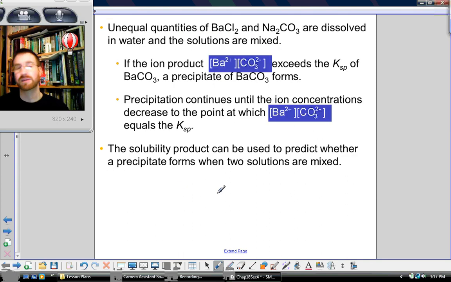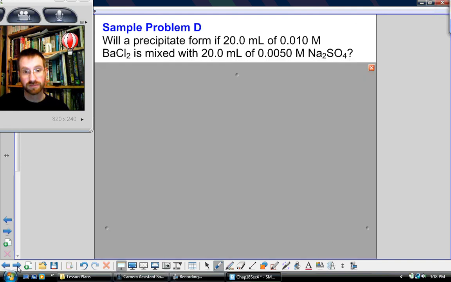Unequal quantities of barium chloride and sodium carbonate are dissolved in water and the solutions are mixed. If the ion product for barium carbonate exceeds the KSP of barium carbonate, a precipitate of barium carbonate forms. Precipitation continues until the ion concentrations decrease to the point at which the barium ion concentration times the carbonate ion concentration equals the KSP. The solubility product can be used to predict whether a precipitate forms when two solutions are mixed.